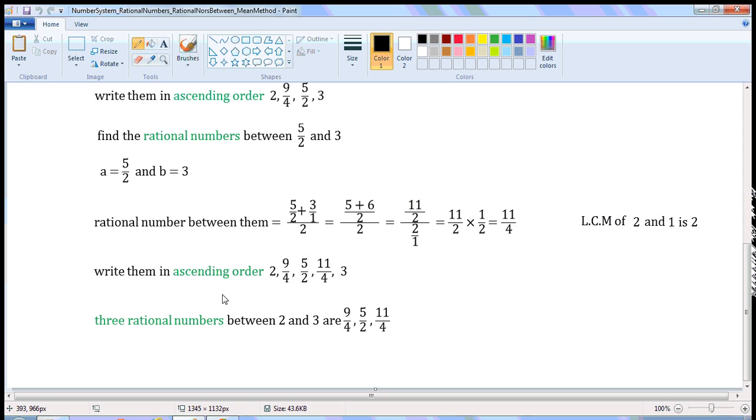So write all of them in ascending order: 2, 9 by 4, 5 by 2, 11 by 4, 3. So the 3 rational numbers between 2 and 3 are 9 by 4, 5 by 2, 11 by 4.